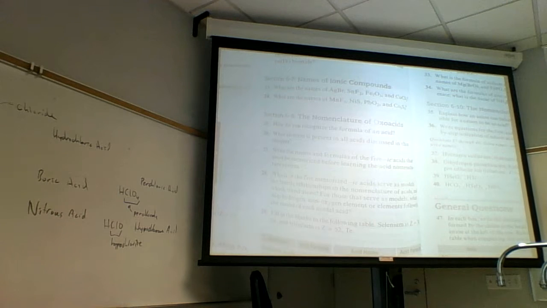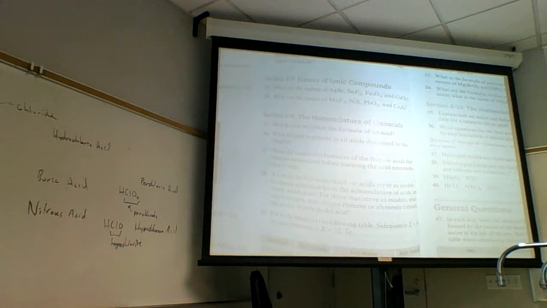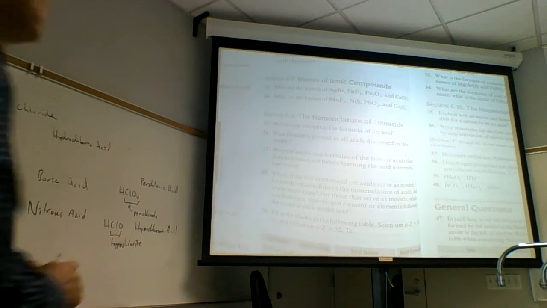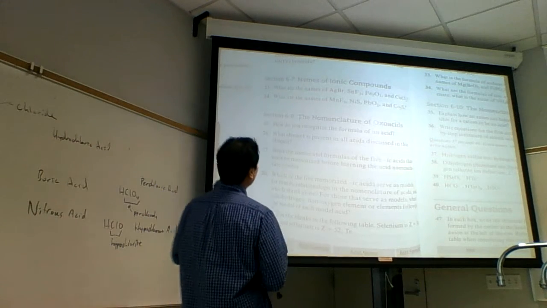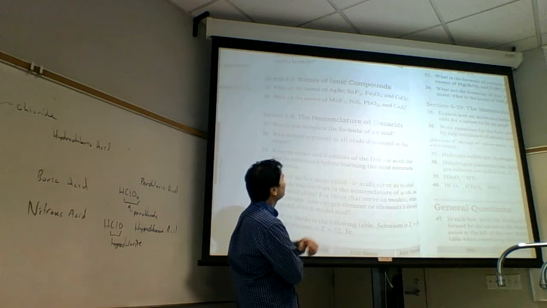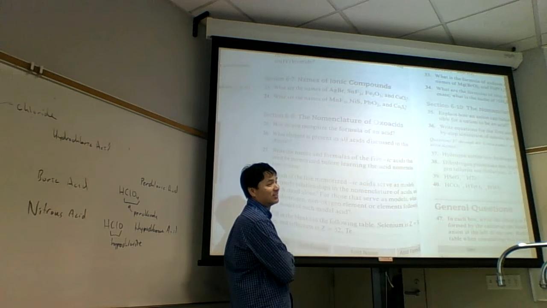Acids have an H. There's only one. That's how we recognize acids. They all begin with an H. So, what element is present in all acids discussed in this chapter? Hydrogen.